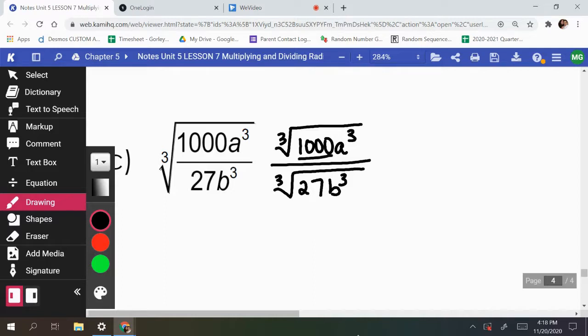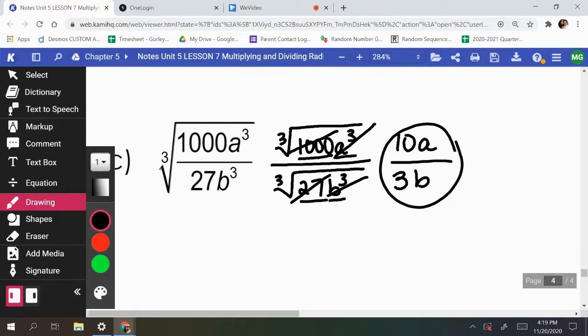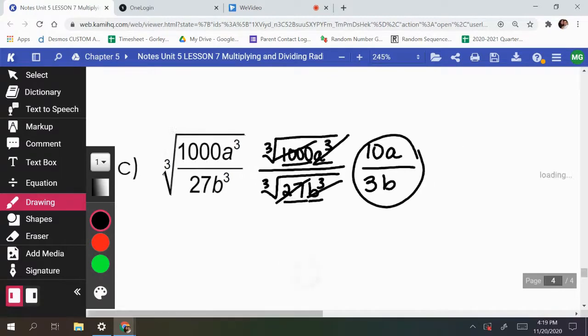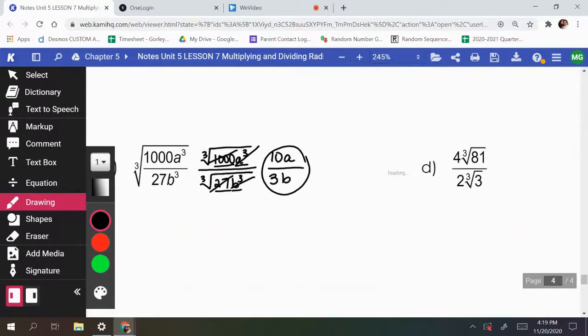1000 is actually a perfect cube. What's it a perfect cube of? I think it's 10. Yeah, 10 times 10 times 10. What's a cubed a perfect cube of? Just a, so that's done. What's 27 a perfect cube of? 3. And what's b cubed a perfect cube of? b. And I can't reduce that anymore. 10a over 3b is just what it is. So there's that one.